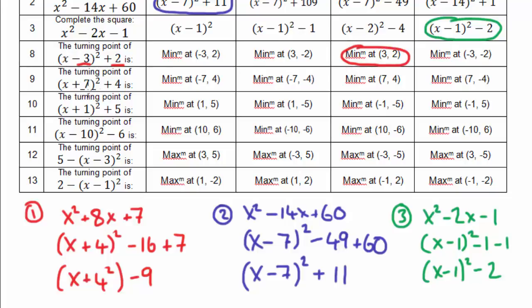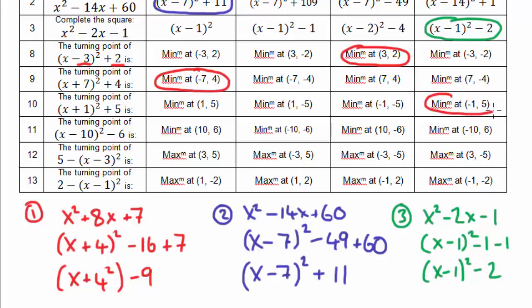It's going to be minus 7, 4. And I forgot to say that for the min and max, if x squared is positive, that's going to be a min, and if it's minus x squared, it's going to be a max. So we've got a positive x squared, that's going to be minus 1, 5 for the coordinates.